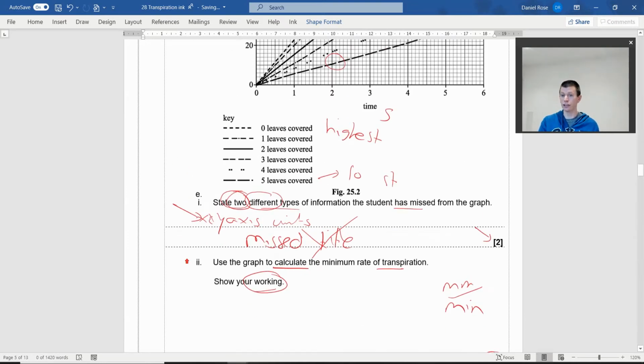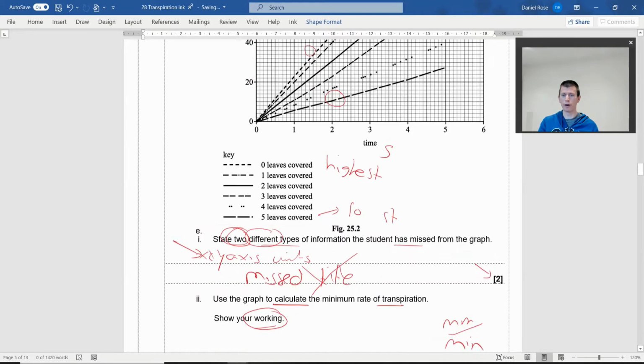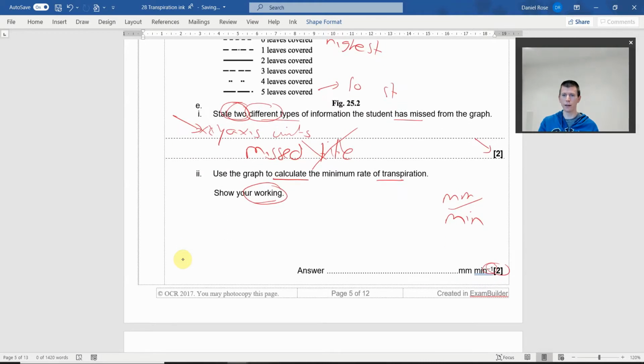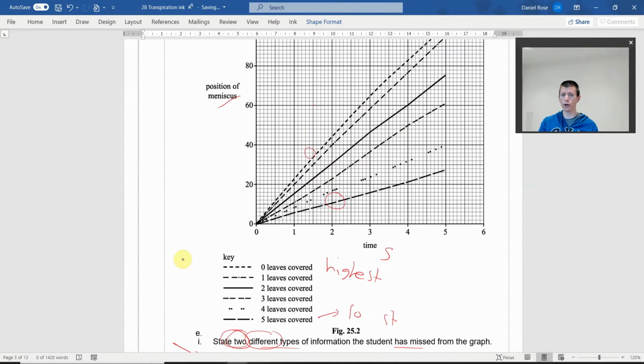But that unit is your huge clue. So millimeters, which they missed out, per minute. But I do need to know the minimum rate of transpiration. As we've identified before, this one down the bottom is going to give me the lowest answer because I've already seen it's got the most leaves covered, so I'm looking for here. All right, how do I do it?